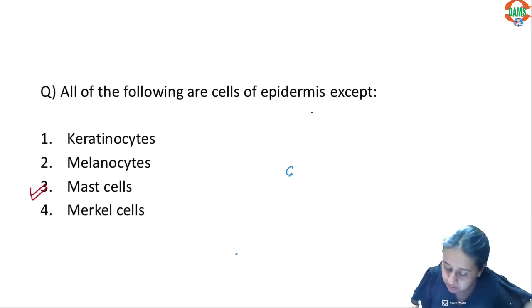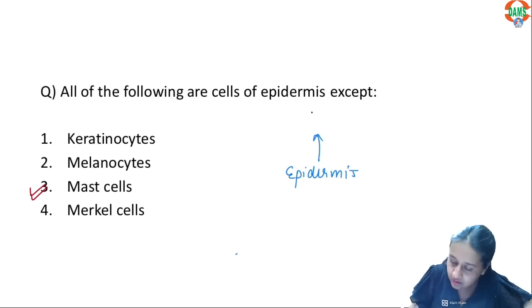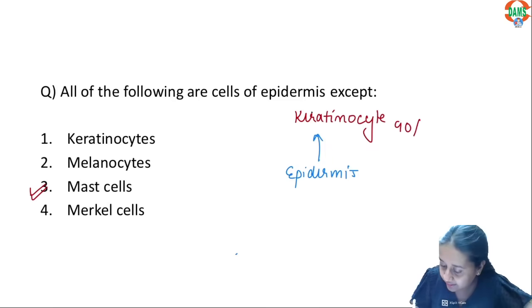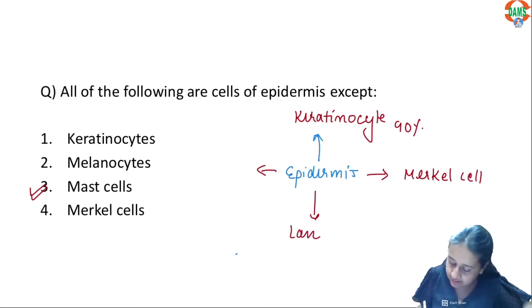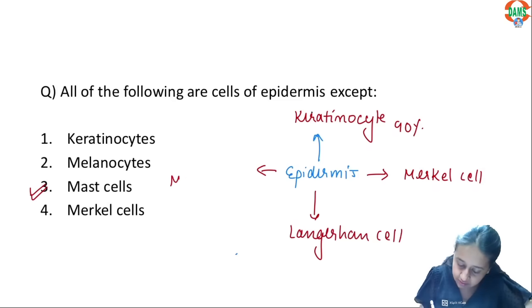So in your epidermis, we have total four types of cells. One is known as keratinocyte, which is present in majority, 90%. We have three more cells: Merkel cell, Langerhans cell, and melanocyte.